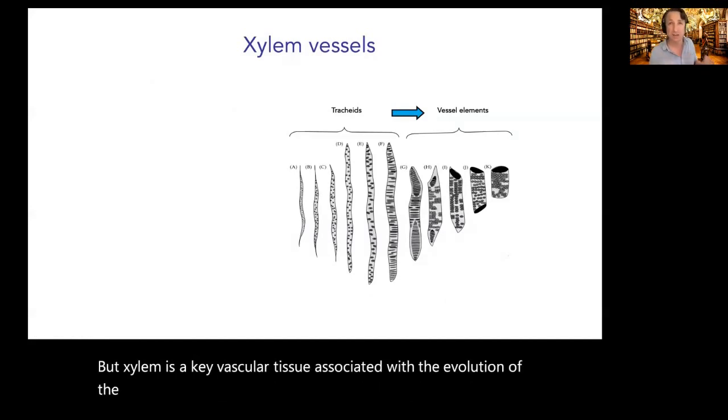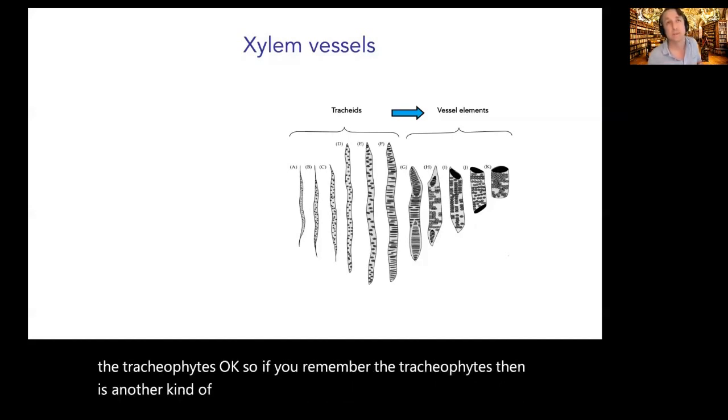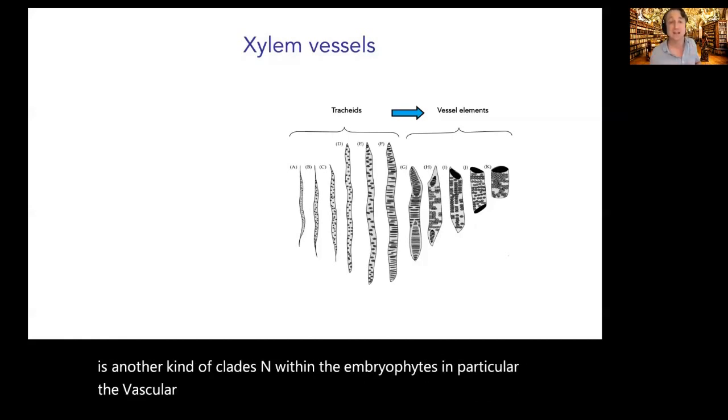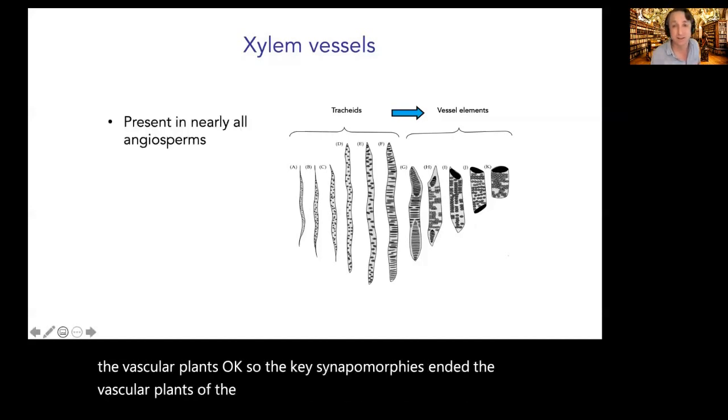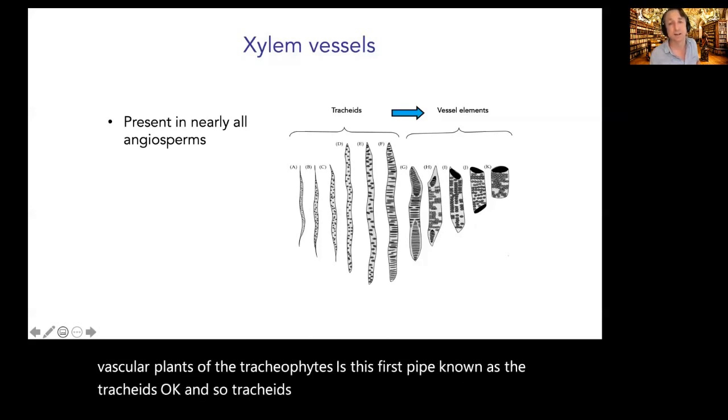Okay, so if you remember, the tracheophytes are another clade within the embryophytes, in particular, the vascular plants. The key synapomorphy of the vascular plants, the tracheophytes, is this first pipe known as the trachea. And so tracheids are present across all of the tracheophytes.